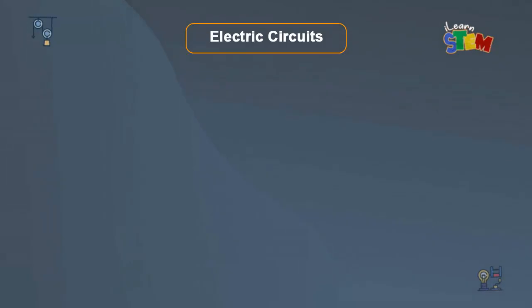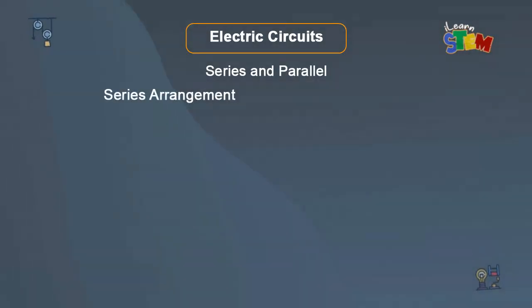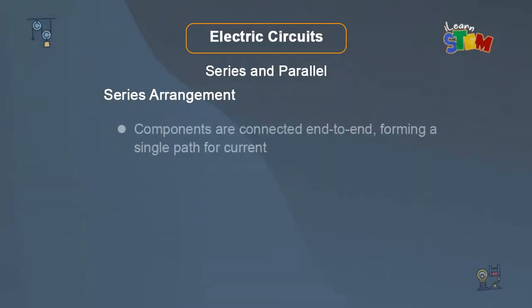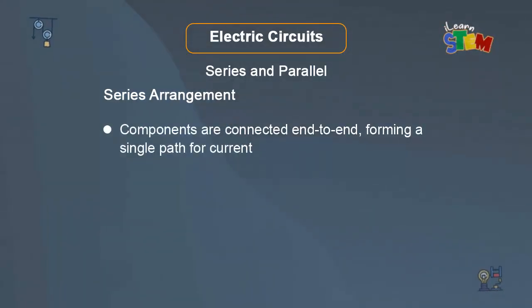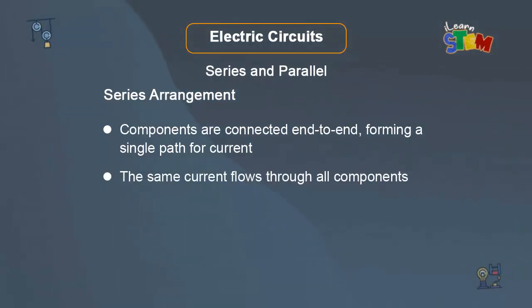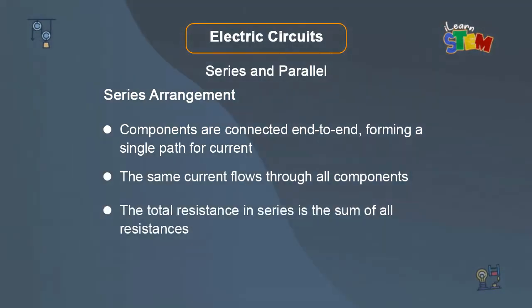Electric circuits can be arranged in two main ways: series and parallel. In a series arrangement, the components are connected end-to-end in a single path, so the same current flows through each component. The total resistance in a series circuit is the sum of the individual resistances of all components.